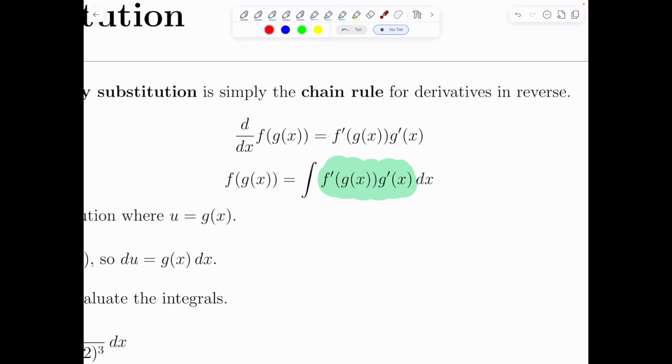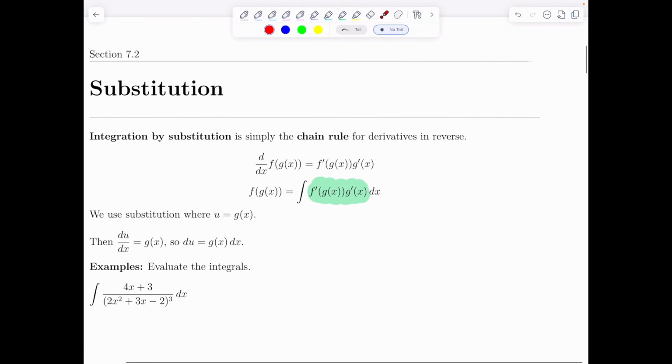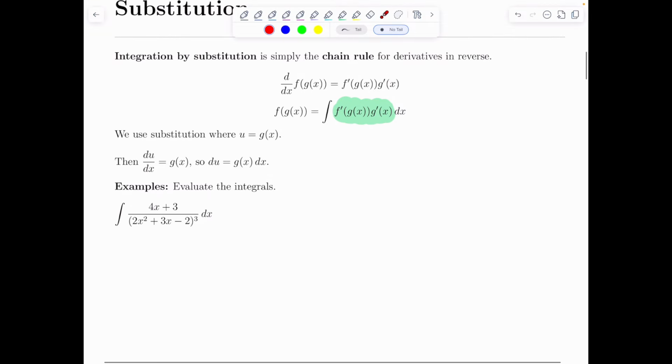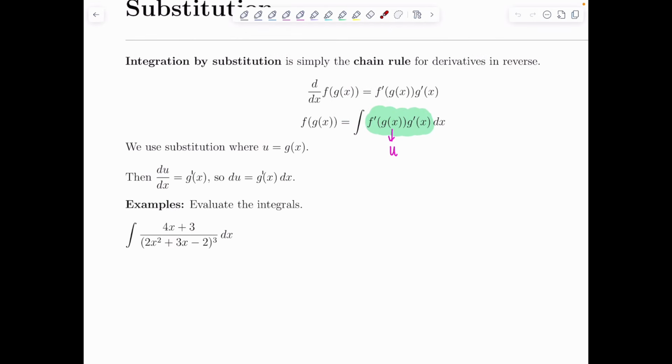So what we do is we make a substitution to help us break down the process and see what the original function was to find the antiderivative. So here's how it works. We substitute u for g of x. So this inside function we replace with u. Then the next part of the process is you want to rewrite this whole integral in terms of u.